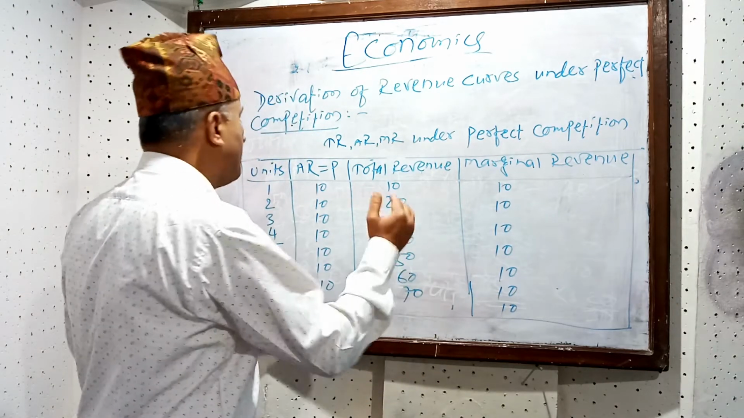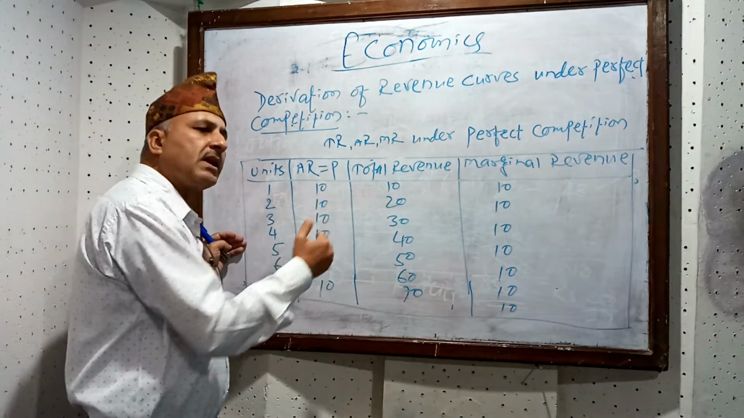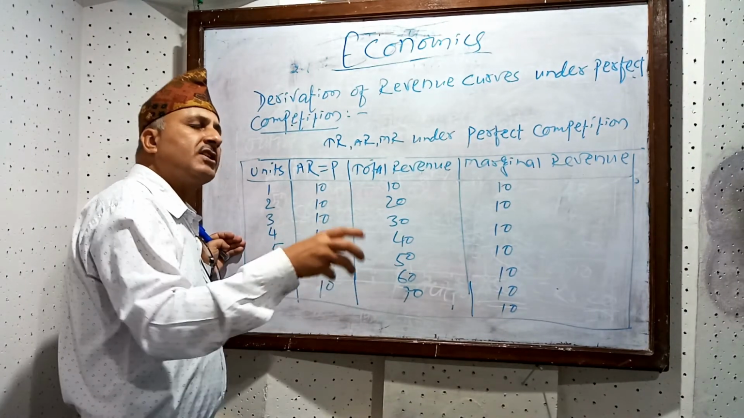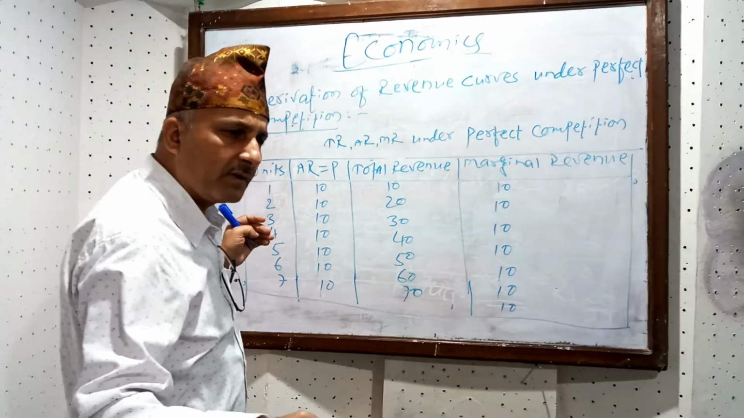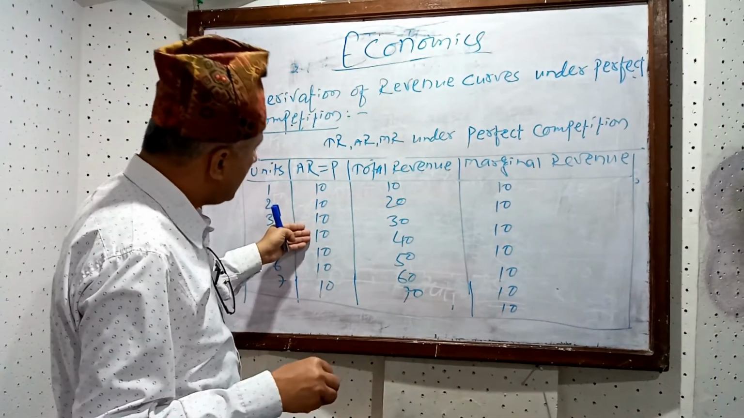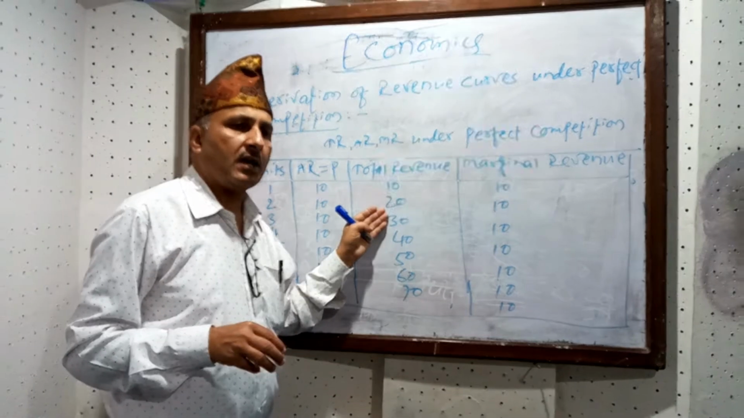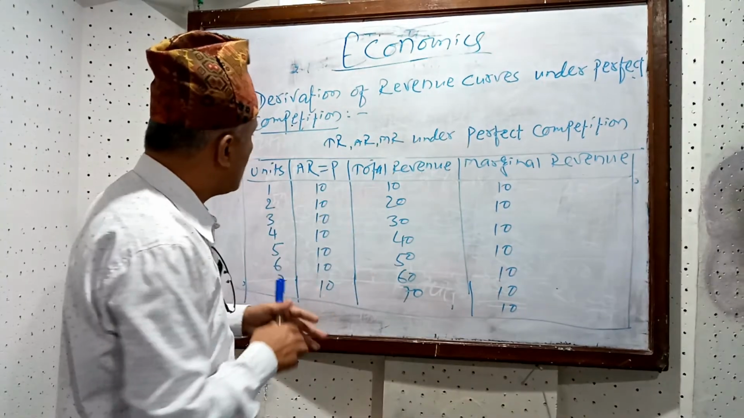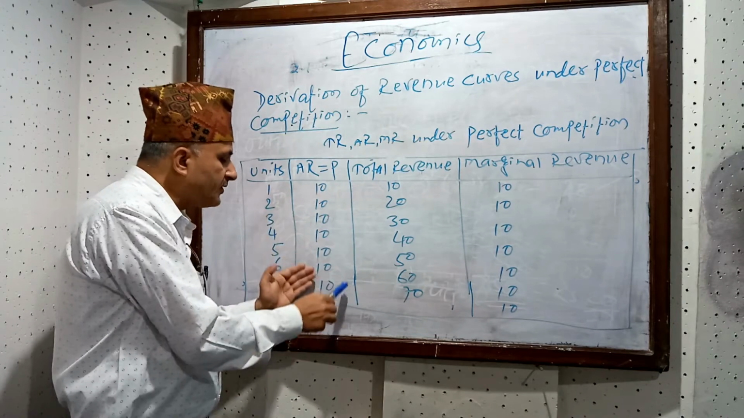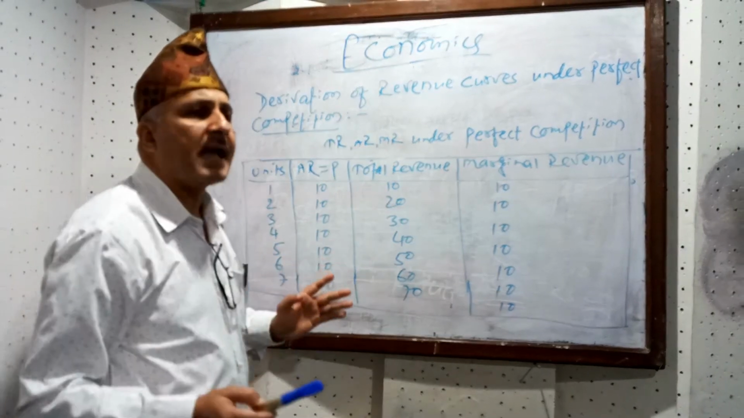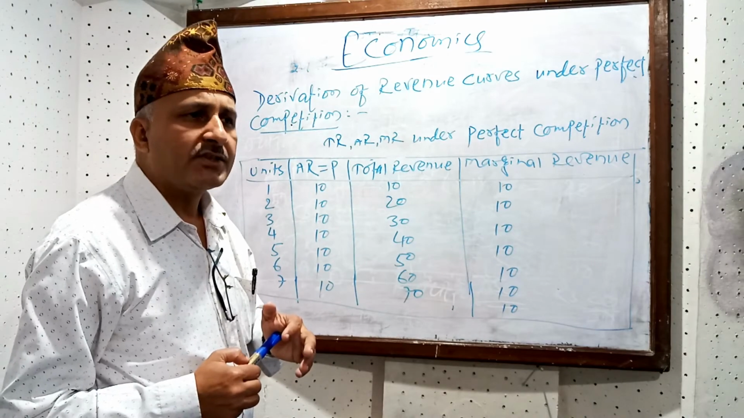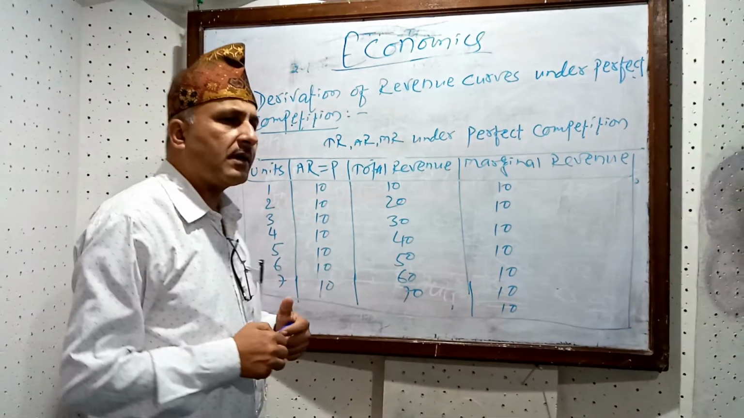That's why market price always becomes constant in perfect competition, because the industry fixes the price. Industry is the price maker and the individual seller or individual firm is the price taker. That's why price always remains constant. And we have already discussed that price and average revenue are the same. Price is the average revenue, the per unit price of a commodity.